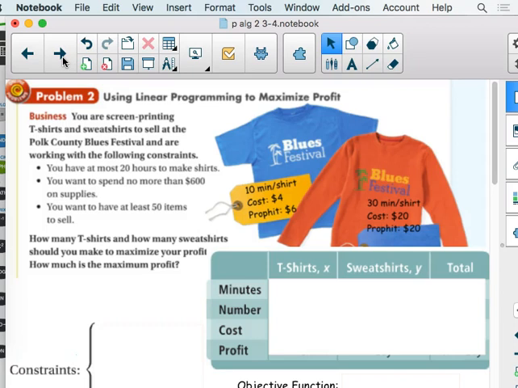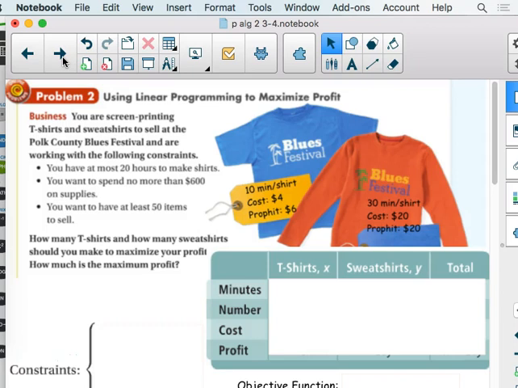And you're working with the following constraints. You have at most 20 hours to make the shirts. Ooh, 20 hours. That's not a whole lot of time. You want to spend no more than $600 on supplies. That's another constraint, because sweatshirts are not going to be cheap, but you're buying them blank, so maybe they'll be okay. And you want to have at least 50 items to sell because you want to make some money.